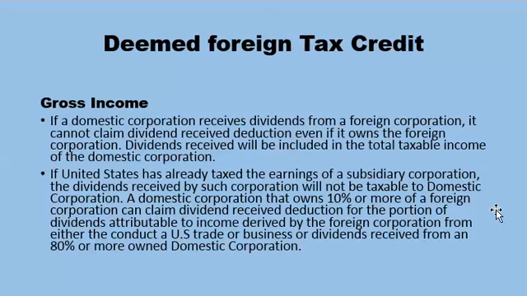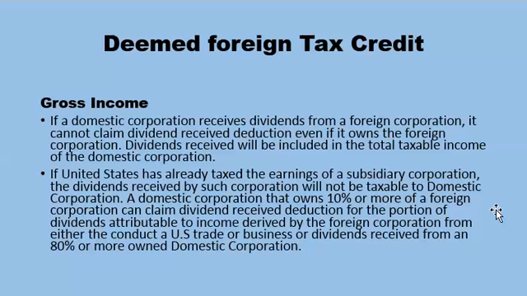Let's talk about deemed foreign tax credit, gross income. If a domestic corporation receives dividends from a foreign corporation, it cannot claim dividend received deduction even if it owns the foreign corporation. Dividends received will be included in the total taxable income of the domestic corporation. If United States has already taxed the earnings of a subsidiary corporation, the dividends received by such corporation will not be taxable to domestic corporation.